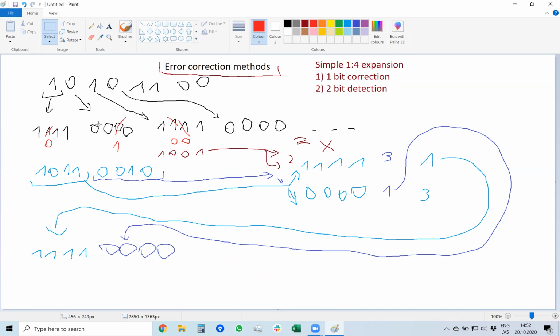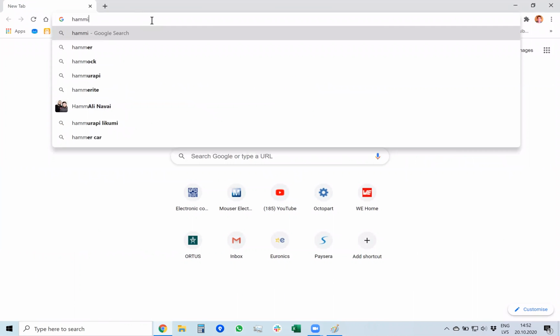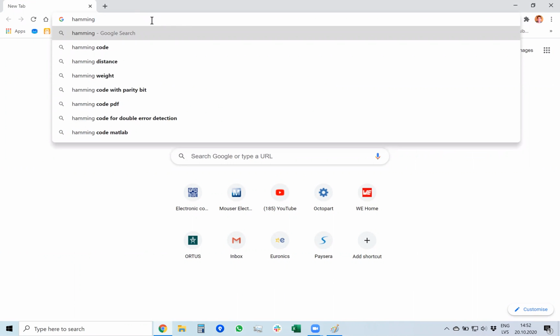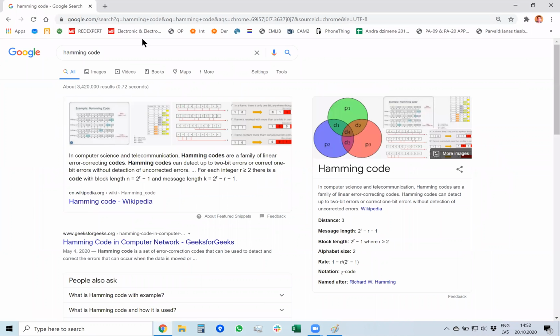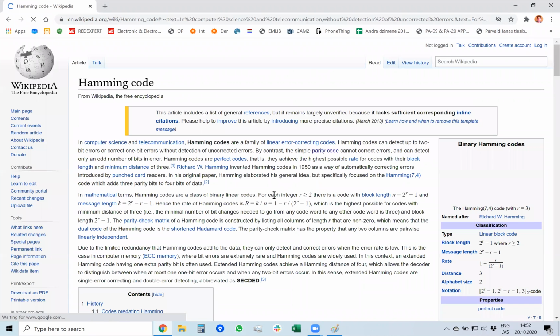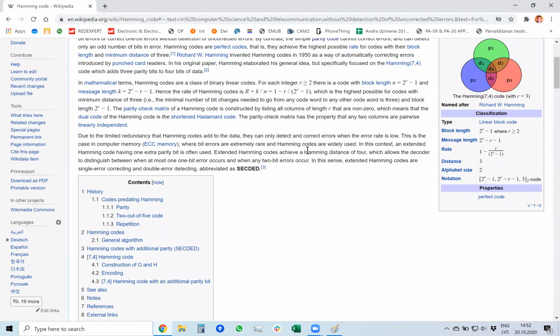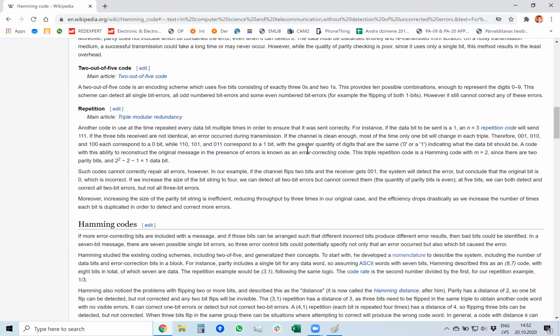Okay, so this is the naive 1 to 4 expansion algorithm. But a little bit better algorithm is so-called Hamming codes. So the idea is that it calculates parities and puts them in special locations inside the word.